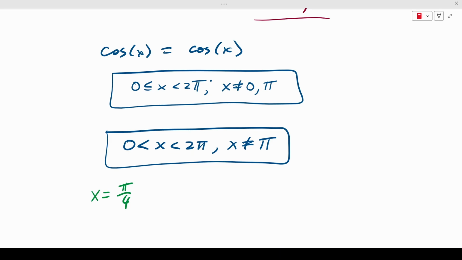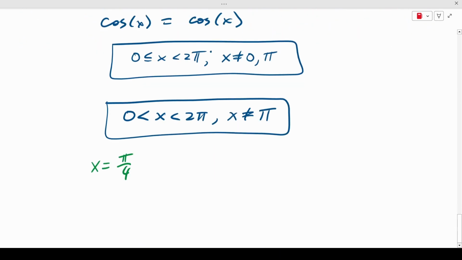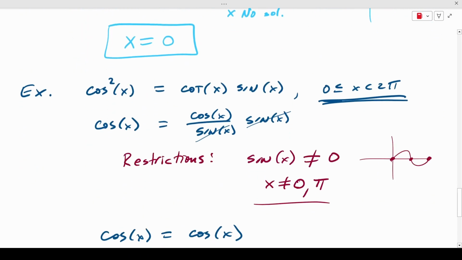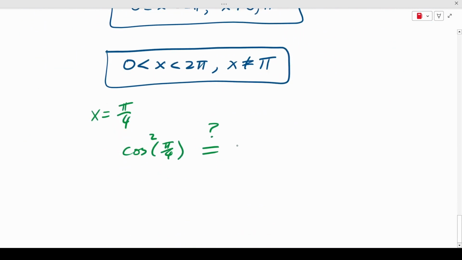I like that one. Pi over 4, so we have cosine of pi over 4 squared equals cotangent of pi over 4 times sine of pi over 4. Of course, we could use a graphing calculator or even a scientific calculator. We could use a computer. We could evaluate over all of these values actually fairly quickly with a computer if we wanted to. But I'm just going to do it by hand here.